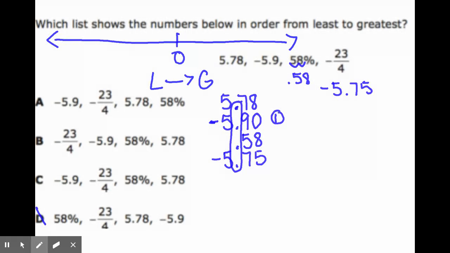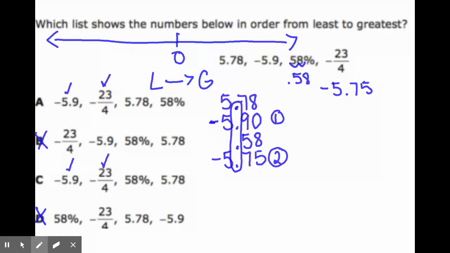So I'm going to number these as I go. Looking at my answer choices, A and C both show negative 5 and 9 tenths. I can eliminate answer choice B. My next number would be my other negative number, still on the negative side of the number line, and that is true on both A and C.